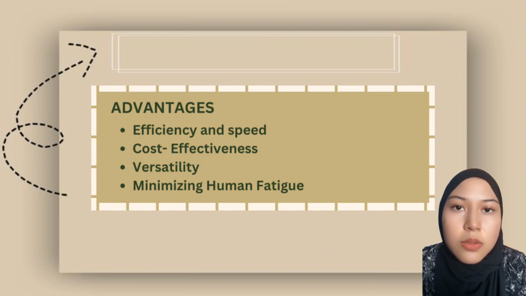The third one is versatility. Mechanical demolition equipment is versatile and can be used for a variety of demolition tasks, from breaking down concrete and steel structures to handling hazardous materials. Different attachments and tools can be used on the same machine, allowing flexibility in handling different aspects of the demolition process.